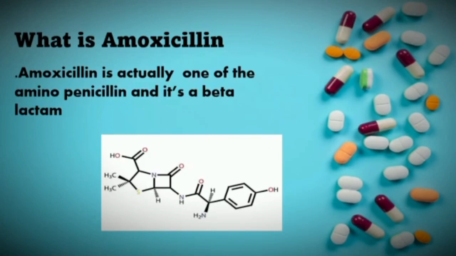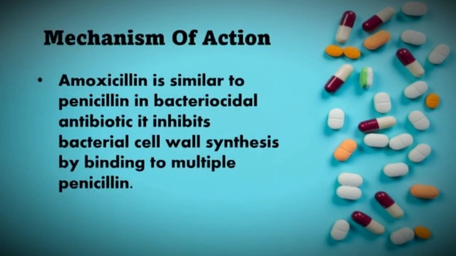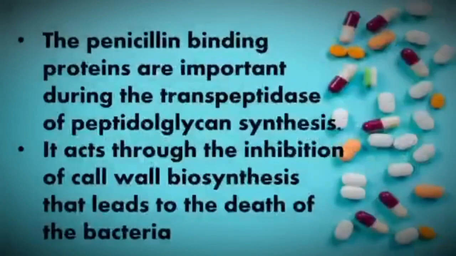What is amoxicillin? Amoxicillin is one of the aminopenicillins, and it is a beta-lactam antibiotic. Mechanism of action: amoxicillin is similar to penicillin, a bactericidal antibiotic. It inhibits bacterial cell wall synthesis by binding to multiple penicillin-binding proteins, which are important during the transpeptidation of peptidoglycan synthesis. It acts through the inhibition of cell wall biosynthesis that leads to the death of the bacteria.